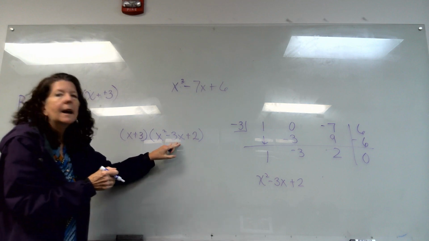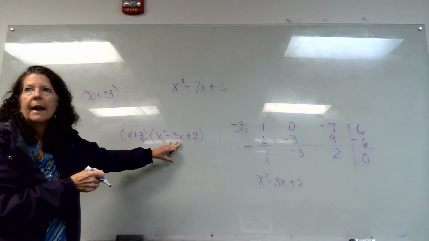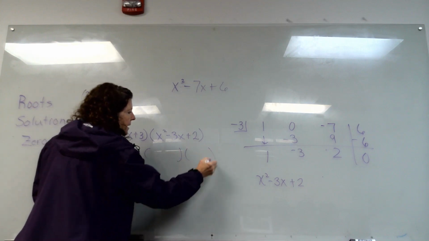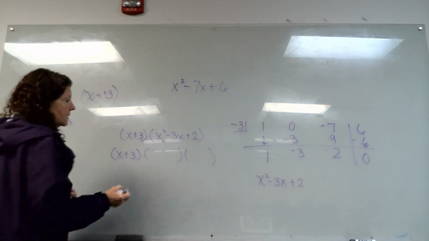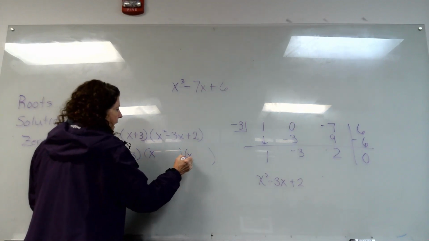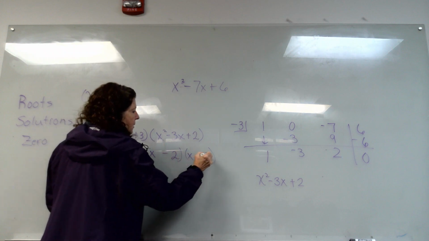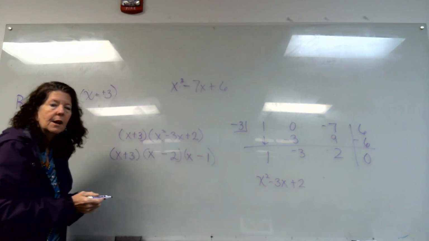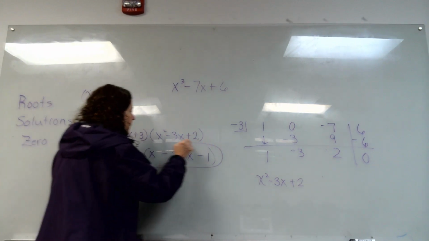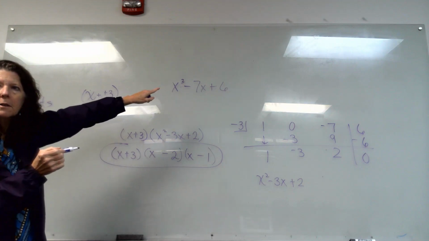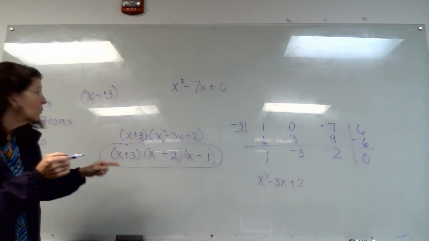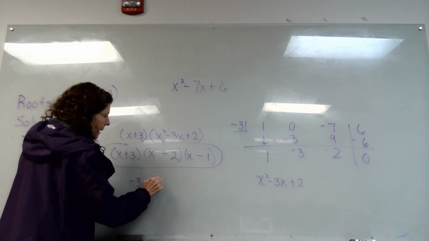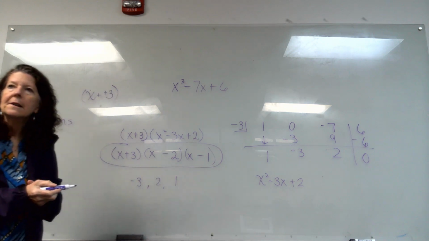But then I look and I go, I bet I can break that down into smaller factors. So I have x plus 3, and then that's going to be 2 sets of parentheses: x, and it looks like it's going to be -2 and -1. Then double check to make sure that works, and it does. So these are the 3 factors of that. And if they ask me for the roots, the solutions, or the zeros, it would be -3, +2, and +1. Does that make sense?